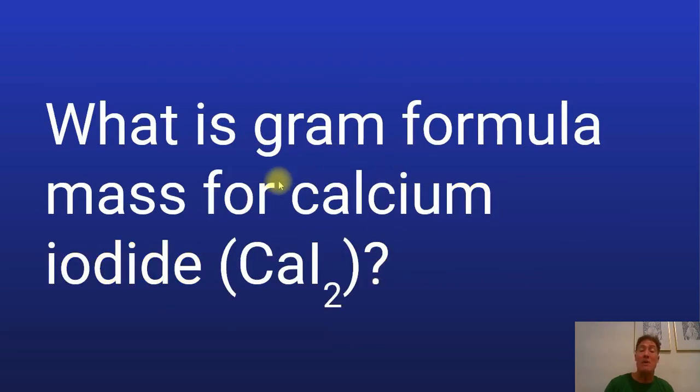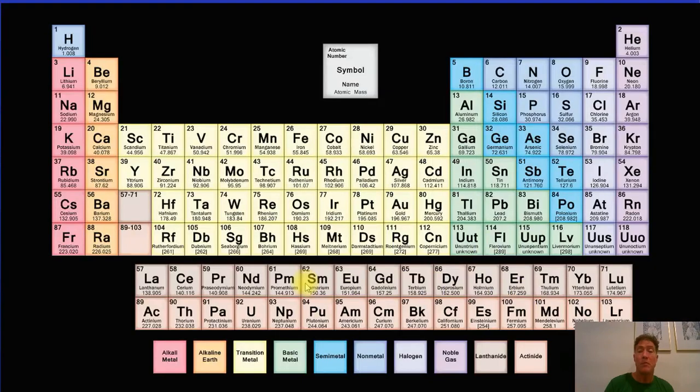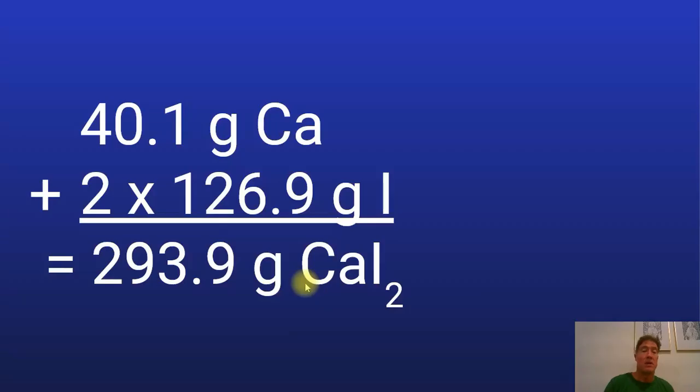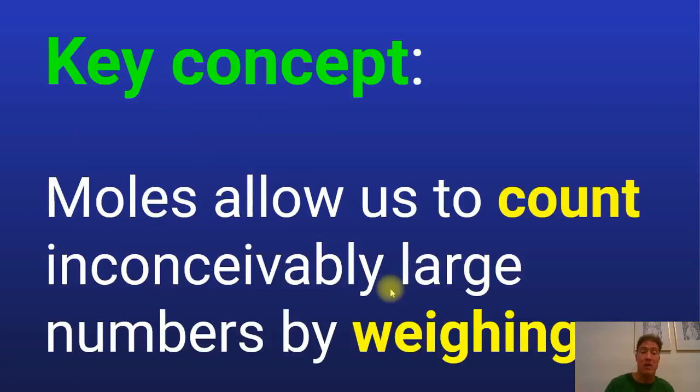So what is the gram formula mass of calcium iodide? Well, we're going to add up a mole of calcium and 2 moles of iodine. So we look at our chart and we say, oh, calcium is 40.1 per mole and iodine is 126.9. There's 2 of them. We add them together. We have 293.9 grams for this formula unit. And that many grams of a formula unit is equal to a mole of this formula unit.